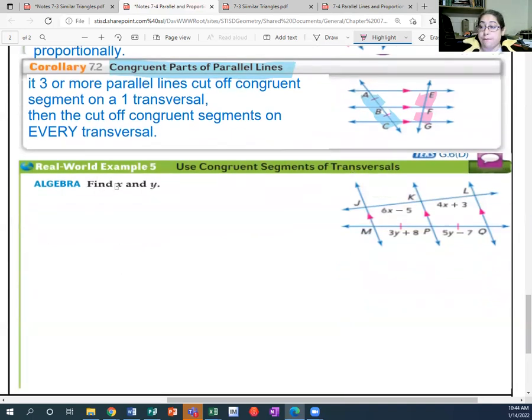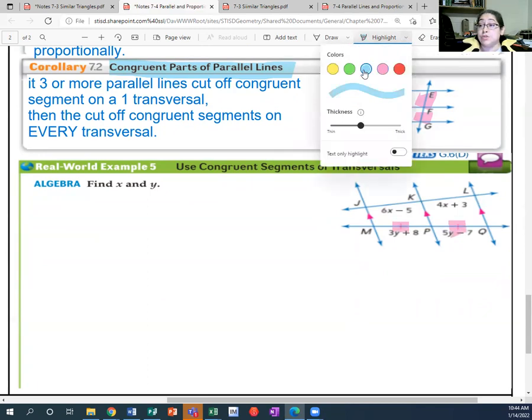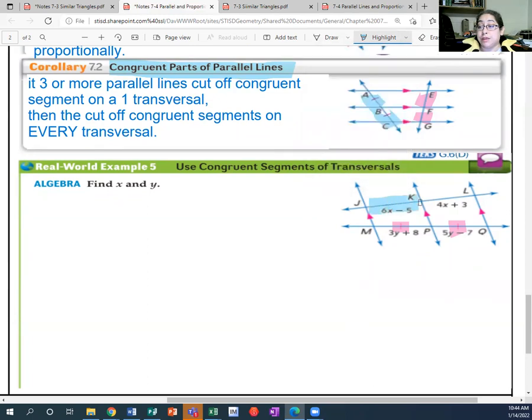All right, let's use some algebra to try to make this hard for you. Find X and Y. All right, here's the diagram. I've got 1, 2, 3 parallel lines, and I've got some transversals. Notice I have congruent pieces. Since those are congruent, it makes it really easy for you to write an equation for those two to solve for y. Because these are congruent, this corollary we just talked about means that this piece is congruent to this piece.